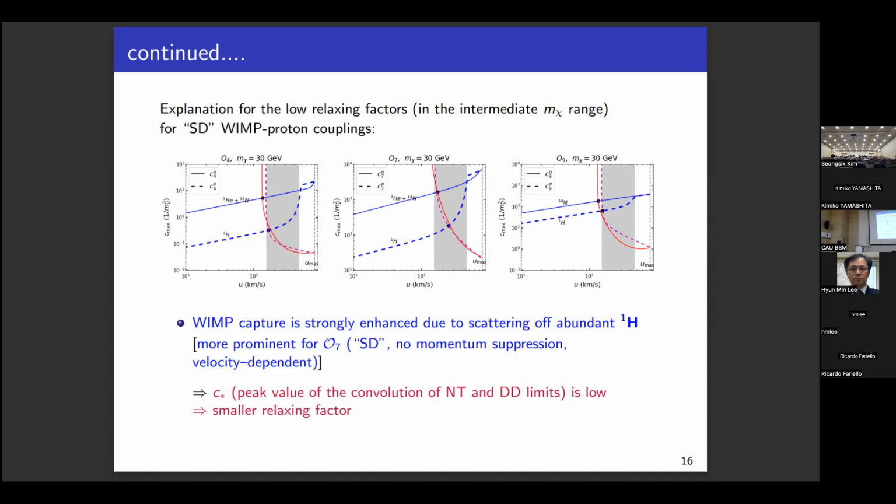And this effect is more prominent for an operator like O7, which is spin dependent, has no momentum suppression, but in addition is velocity dependent. Since the incoming WIMP speed in the sun is strongly enhanced due to the large gravitational pull, the interaction rate for an operator like O7, which is velocity dependent, is also enhanced. So we have a larger capture rate, so the capture limit goes down. So again, we have a smaller relaxing factor, which is smaller than in other cases.